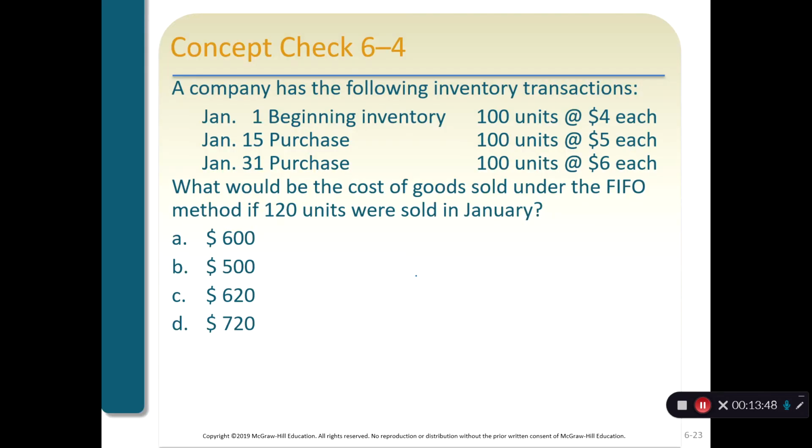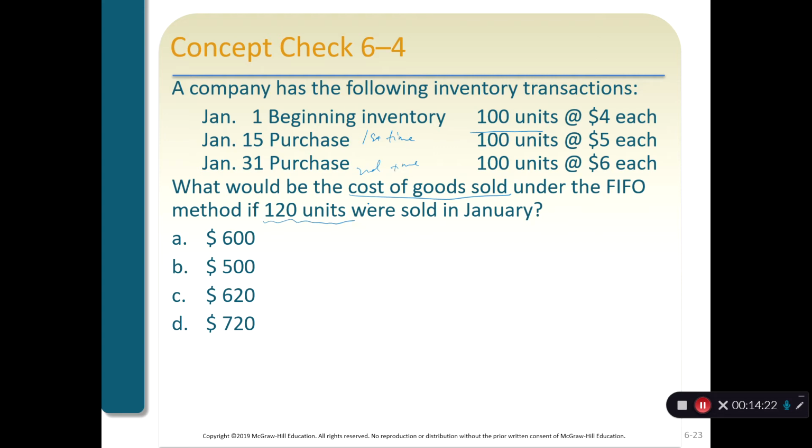Okay, so let's do a quick question. A company has the following inventory transactions. At the beginning of the inventory, there's 100 units at $4 each. January 15 is the first purchase, 100 units at $5 each. And January 31st is the second purchase, 100 units at $6 each. What would be the cost of goods sold under the FIFO method if 120 units were sold in January?